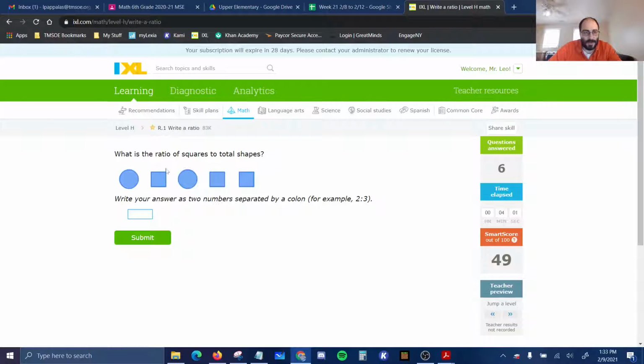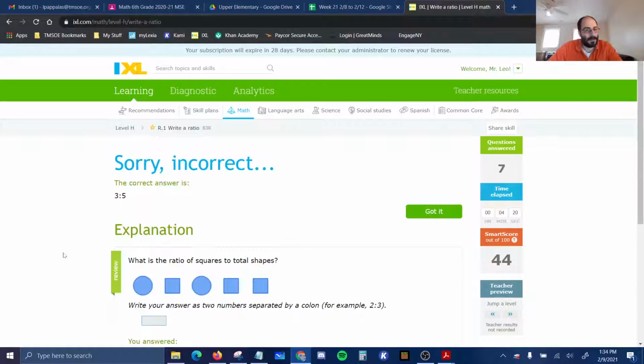Okay, so it keeps going like this. What is the ratio of squares? Okay, here's where they throw you off a little bit, right? Because you're going to see the word squares first, and you're going to say, I see 3 squares. Boom. And then some people throw the colon in there, and then some people say, well, I already put down 3 squares. They must be asking about circles, so I'm going to put a 2 here. Boom, wrong. Well, why was that wrong?